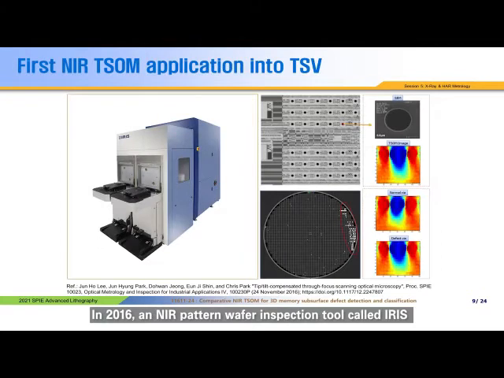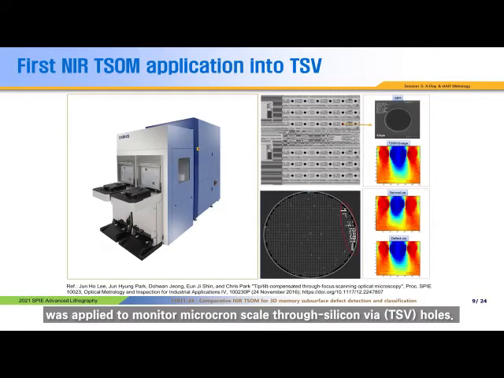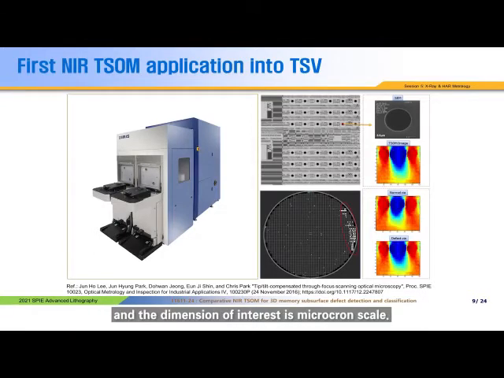In 2016, a near-infrared pattern wafer inspection tool called IRIS was applied to monitor micron-scale through silicon via holes. Although TSUM studies to investigate TSV were first reported, at the time, we were mainly interested in near-surface defects, and the dimension of interest is micron scale.